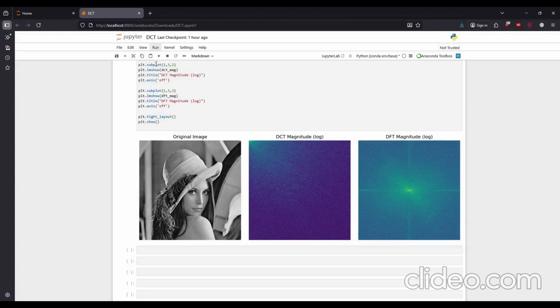Here is why image compression standards like JPEG prefer DCT over DFT. It represents image information more efficiently with fewer significant coefficients.